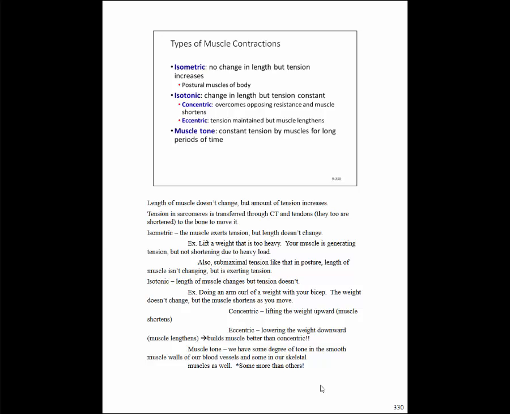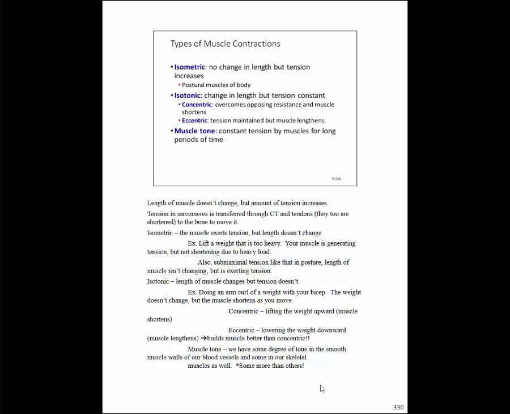When we use positional muscles like our back muscles, they're not really shortening. When I stand up, I'm not shortening my back muscles and leaning backward. They're contracted, but they're not changing in length. With isotonic, we have a change in length, but the tension is constant. For example, if I lift up a 50-pound weight, like a barbell, and I'm moving it, right?